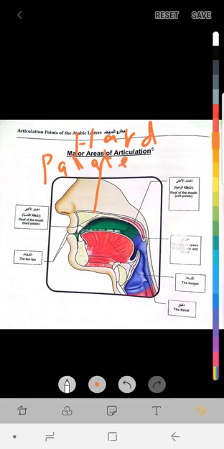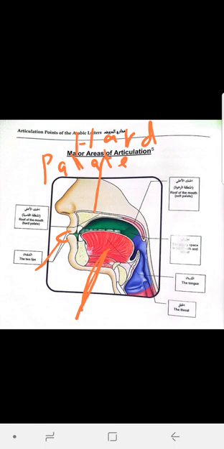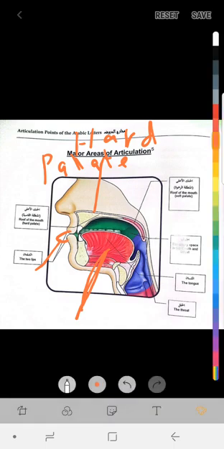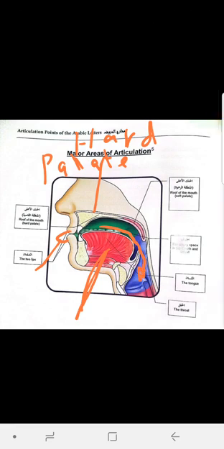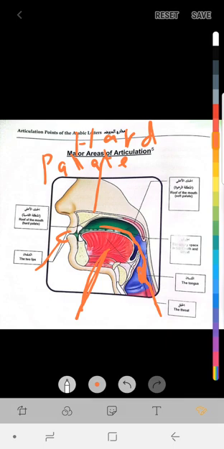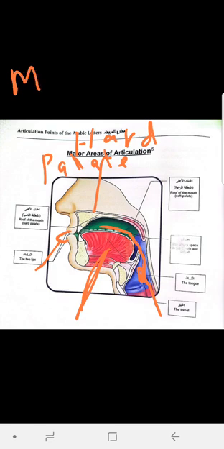Hope you understand. This is the hard palate, and these two are lips, and this is our tongue, from here and continues to here. This is the empty space of the mouth and throat. And this area, also this area, all is al-halq. So hope you understand.